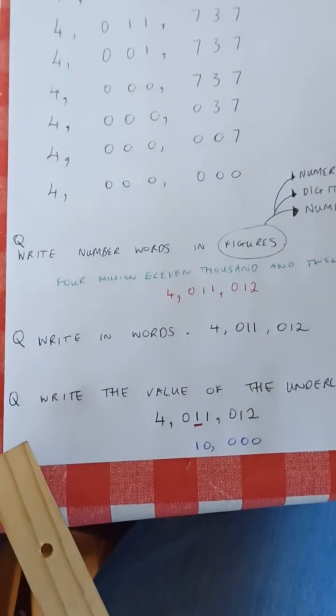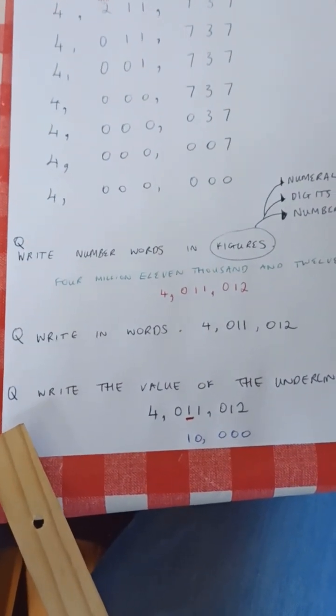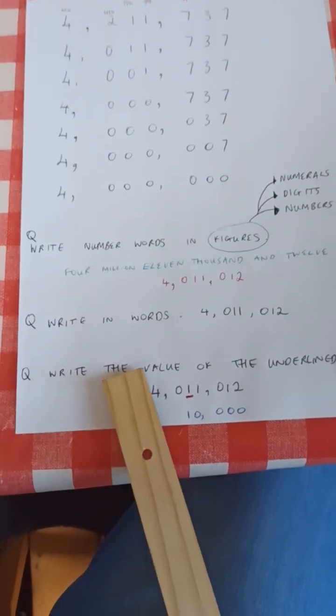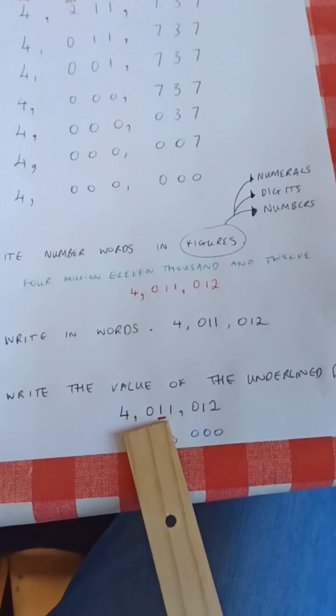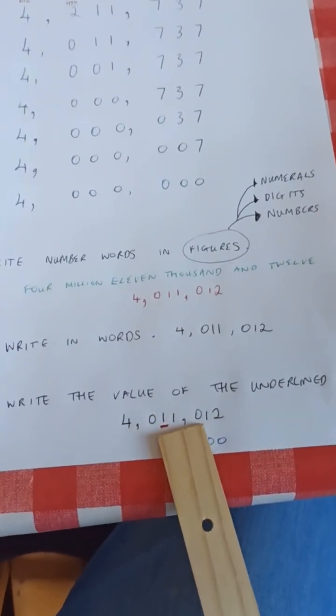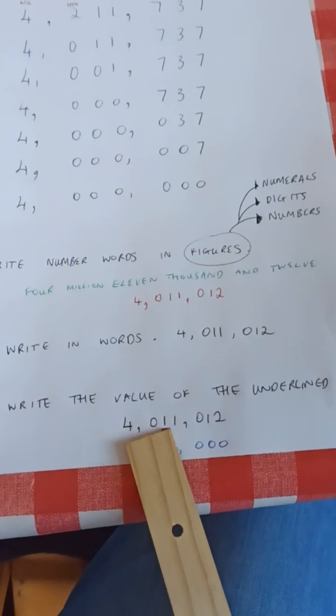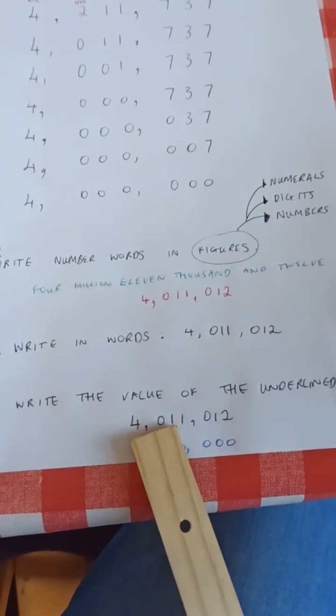And the final type of question that you could get, or that commonly occurs, is to write the value of the underlined digit. Now, in this case, you can see that the digit is not the unit, it's not the tens, it's not the hundreds, it's not the thousands, it's the tens of thousands. So the value of this digit here is 10,000.